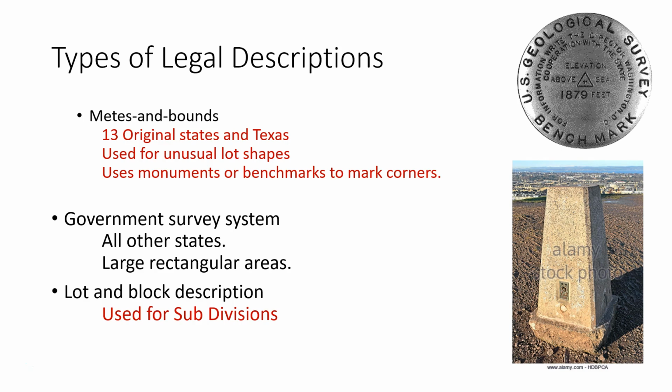Metes and bounds, which is used in the original 13 states and Texas, but we also use it in Florida. And it's used for unusual lots and shapes. And it uses monuments or benchmarks to mark the corners of the area. That's the sort of example there on the right. We also use the government survey system, which is used in all the other states, large rectangular areas, and the lot and block description, which we use for subdivisions.